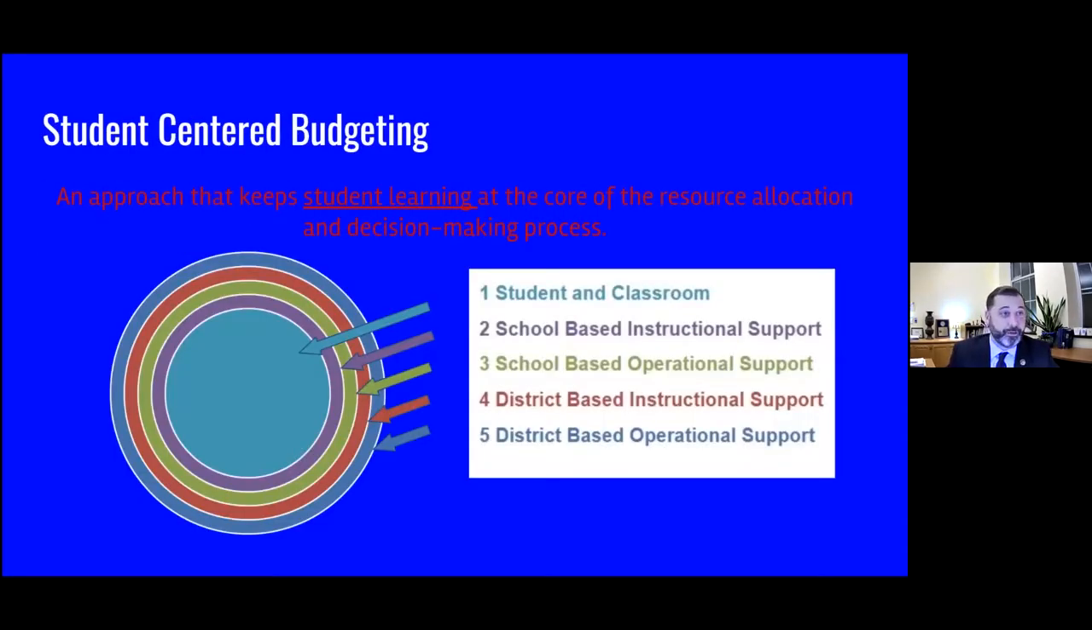This slide is all too familiar with everyone in Mount Lebanon. This is our student-centered budgeting model, and it keeps academics at the core of our decision-making. When we're looking to make reductions to the budget, we make sure they come as far away from the classroom as possible.